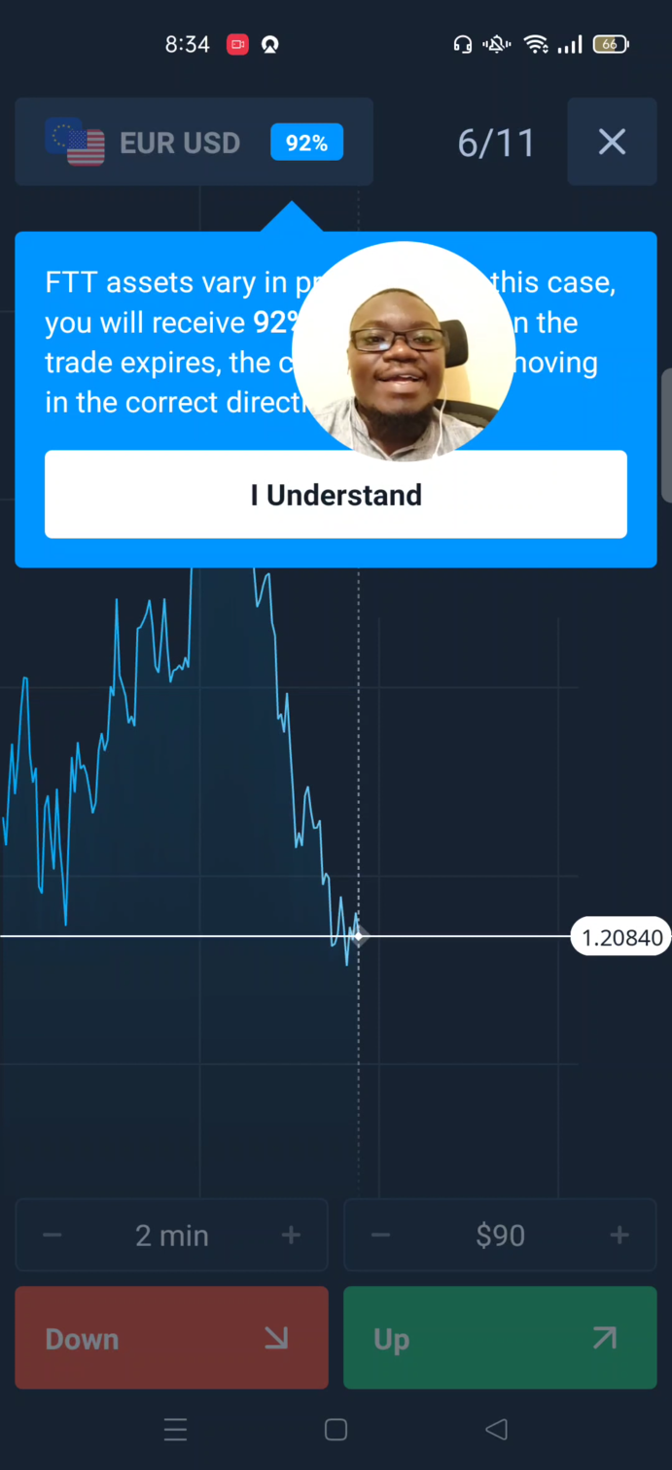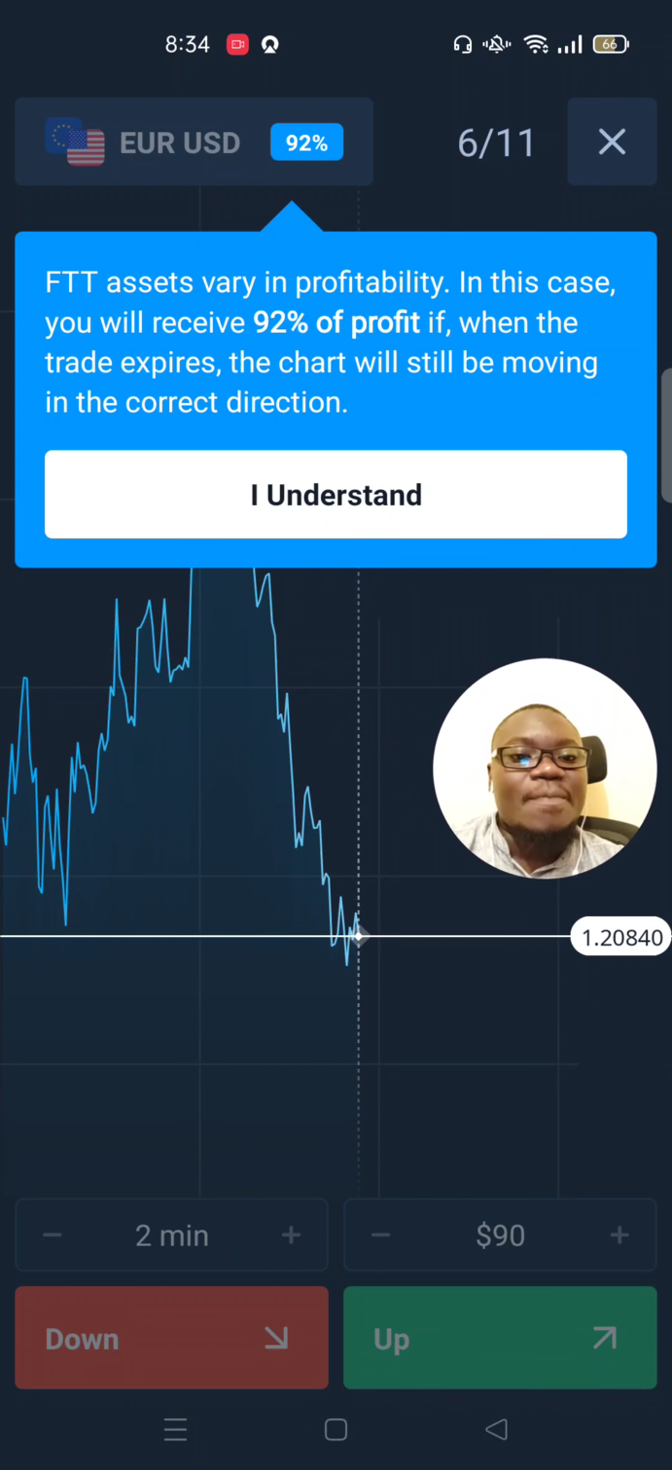so the next thing takes us back to assets. So FTT assets vary in profitability. In this case, you will receive 92% of profit if, when the trade expires, the chart will still be moving in the correct direction. So we've talked about predictions, we've talked about making forecasts.